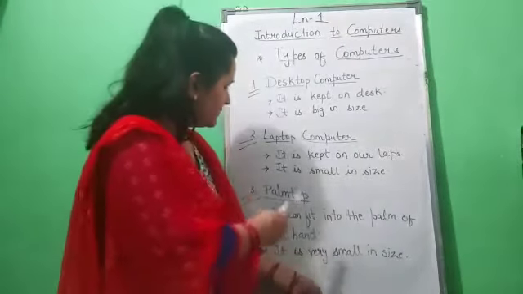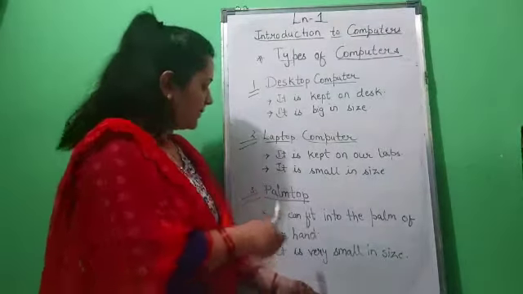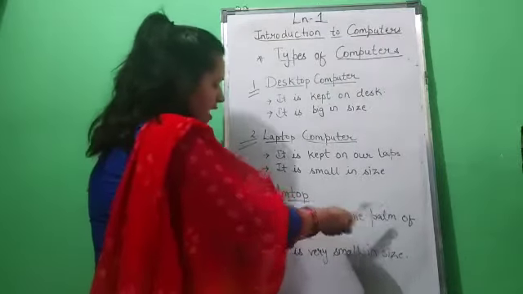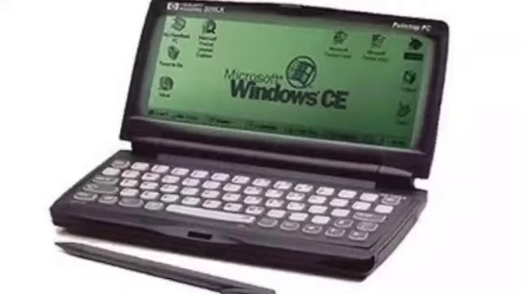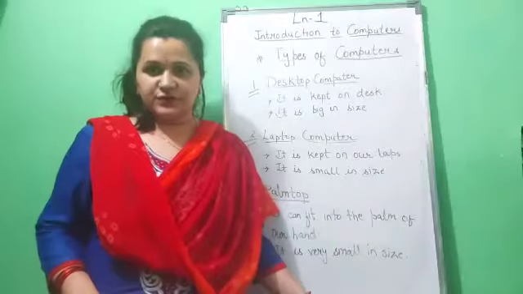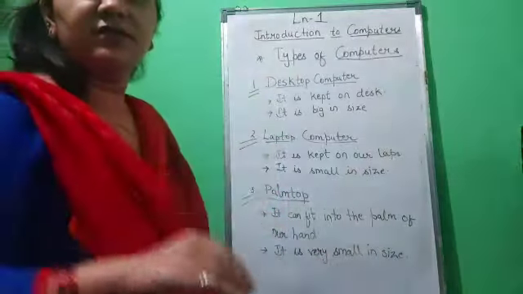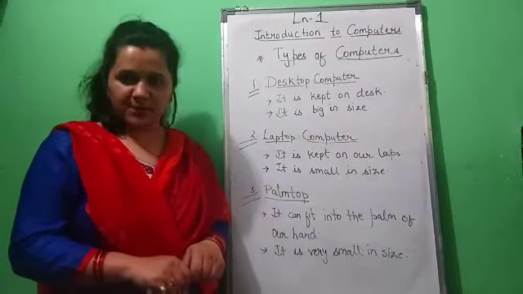Now, next is palm top. It can fit into the palm of our hand. This is our palm. I'll show you a palm top. See children, this is a palm top. We can carry it. We can keep it on our palm, on our hand, and it is very small in size. It is kind of a tab. So children, now you must have understood the difference between the laptop computer and palm top computer.